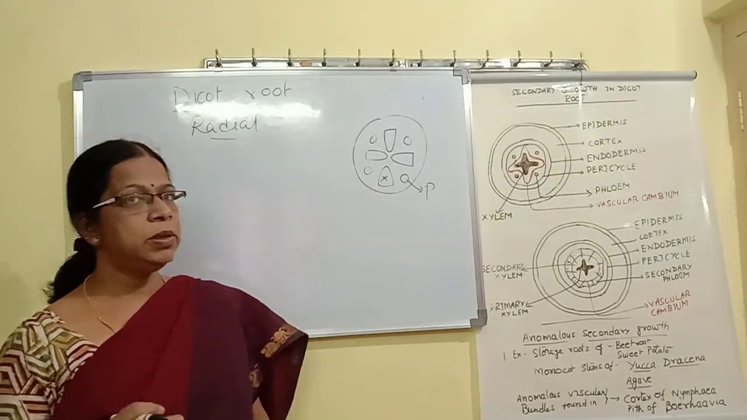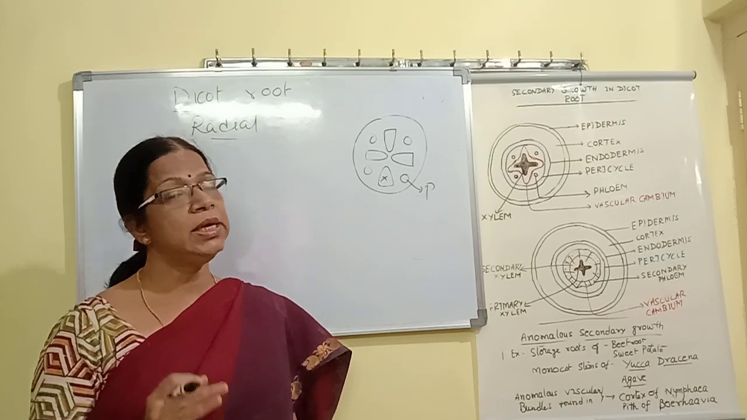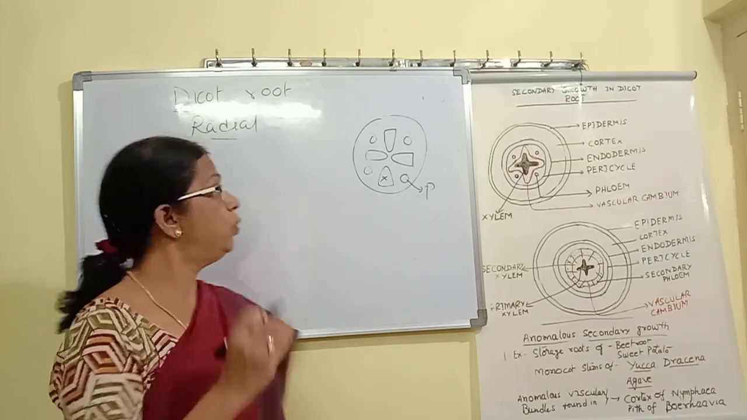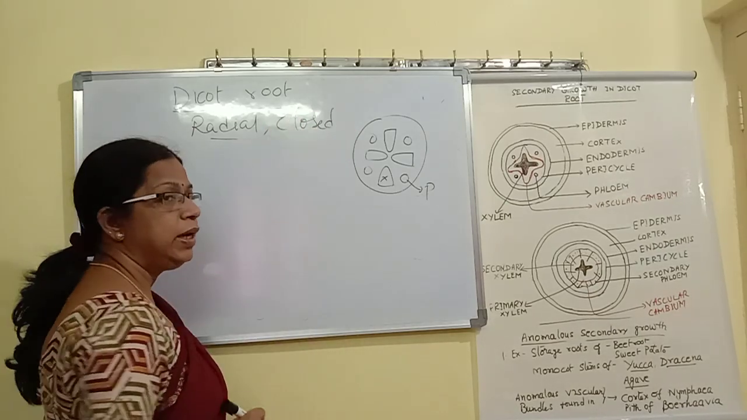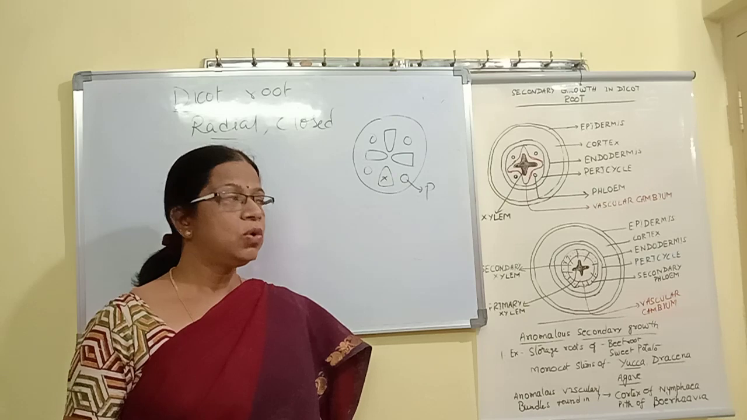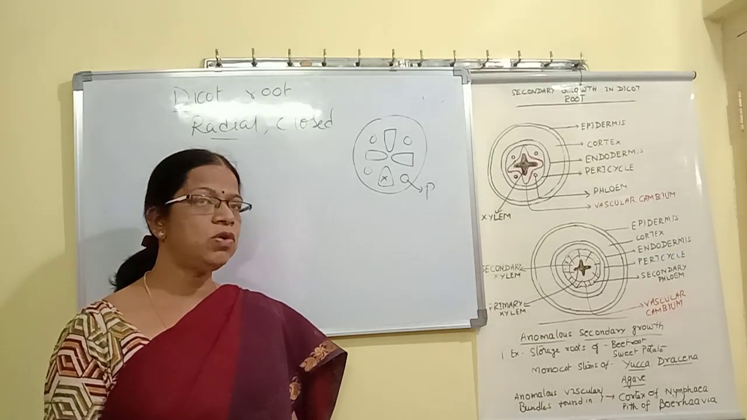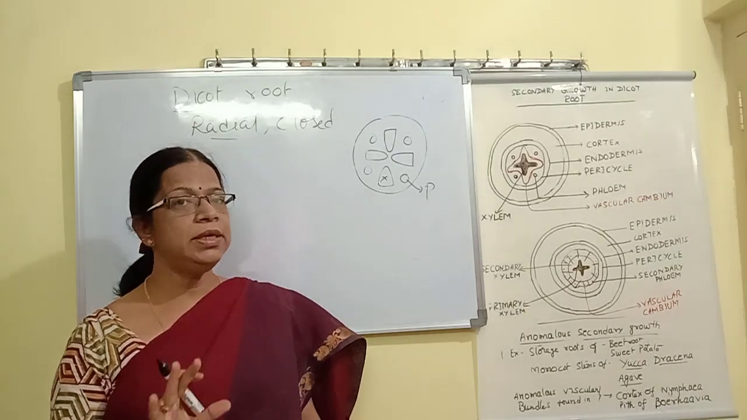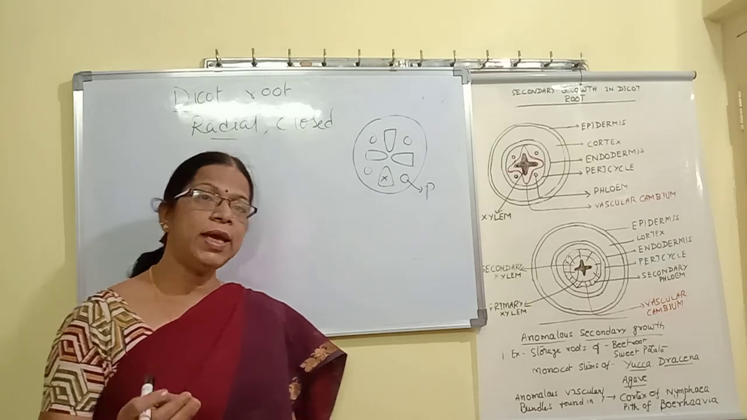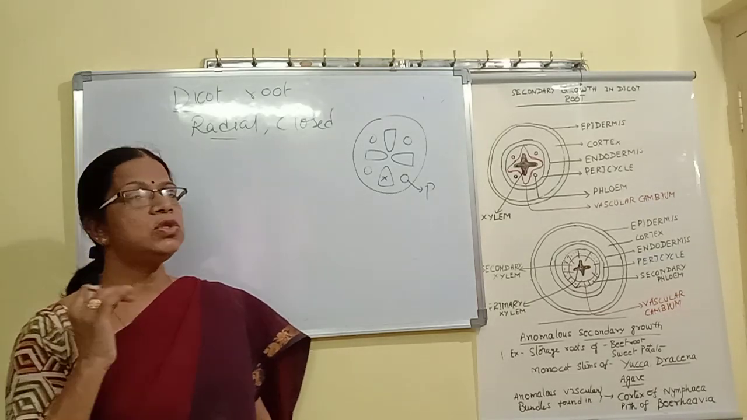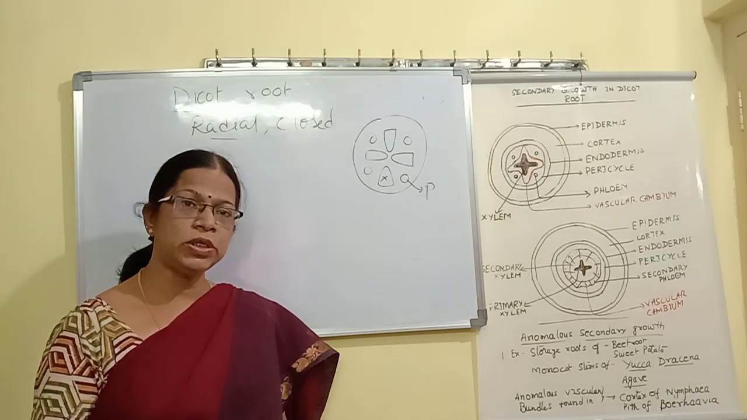So radial vascular bundles means xylem and phloem are present on different radii, and also the vascular bundles are closed. They are radial and they are closed. Closed means they do not have any cambium in between, like we find in dicot stem. So they are radial and closed vascular bundles. In dicot root also we find secondary growth taking place.